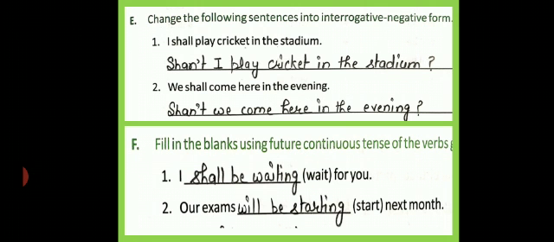In part E, you have to change into interrogative negative form. I shall play cricket in the stadium. Shan't I play cricket in the stadium? We shall come here in the evening. Shan't we come here in the evening? In part F, fill in the blanks with using future continuous tense. I dash wait for you. I shall be waiting for you. Our exams dash start next month. Our exams will be starting next month.